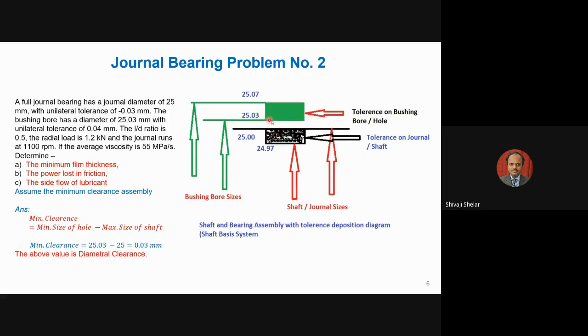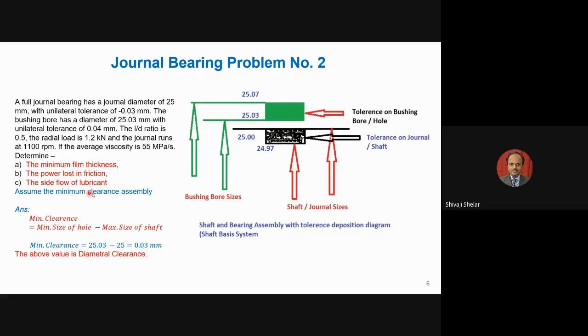So what is the minimum clearance? Minimum clearance is the minimum size of the hole minus the maximum size of the shaft. The maximum size of the shaft is this. So that is nothing but 25.03 minus 25, which is equal to 0.03 millimeter clearance. So this is the minimum clearance.